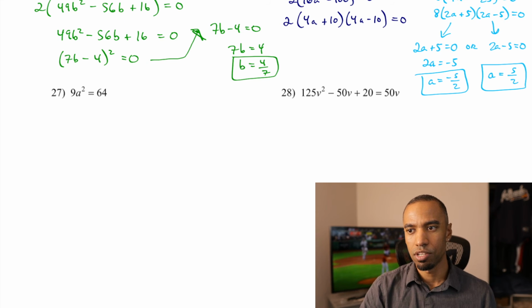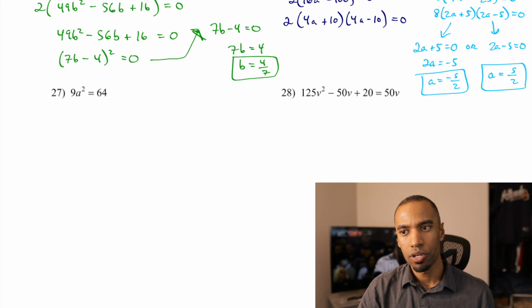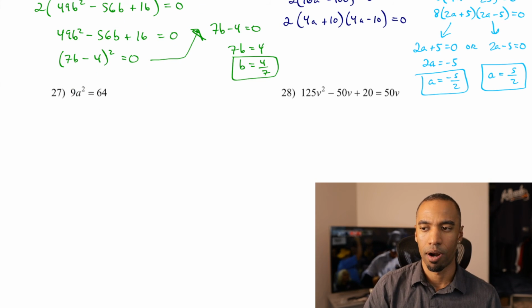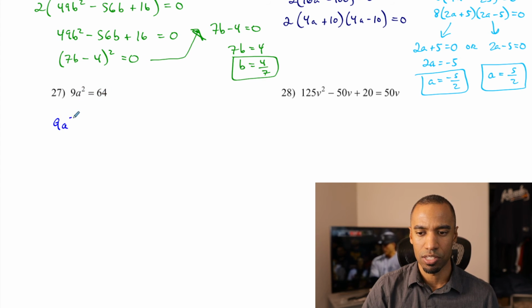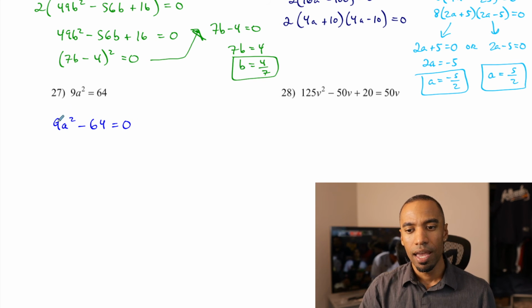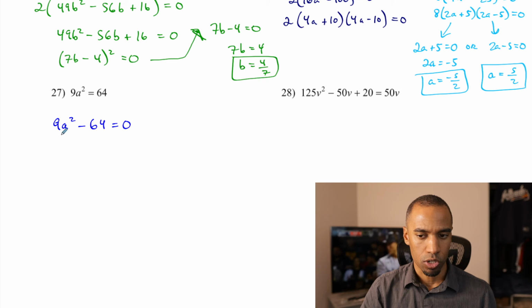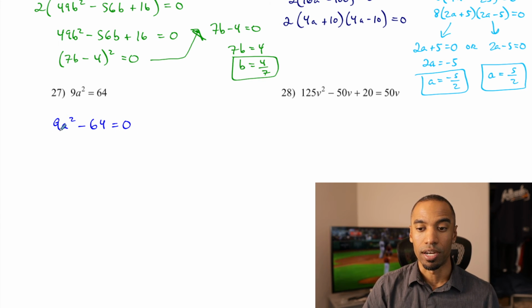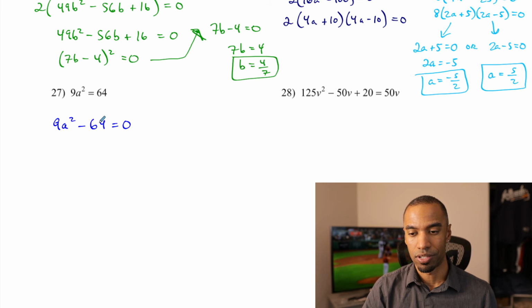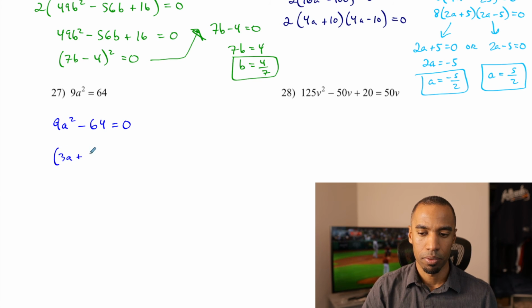9a squared equals 64. Well, this isn't set equal to 0, so I can't solve using the zero product property unless it is set equal to 0. So I'm going to subtract 64 from both sides here. And then I get 9a squared minus 64 equals 0. Heads up, this is a difference of 2 squares right here. 9a squared is 3a quantity squared, and 64 is 8 squared. So this is 3a plus 8 times 3a minus 8.